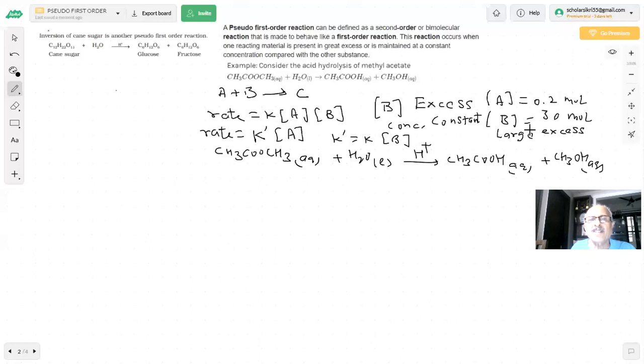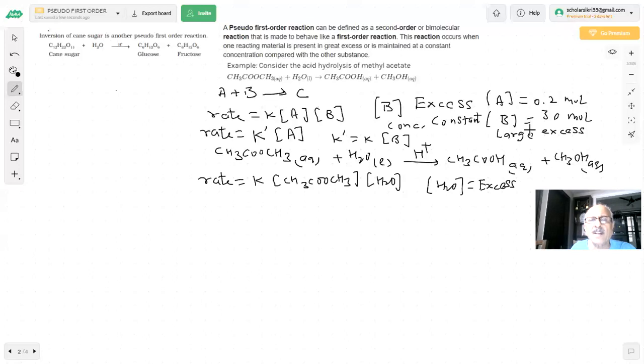So the rate of this reaction, you say, is equal to k [CH3COOCH3][H2O]. Now what? H2O is present in excess. Therefore, its concentration will remain constant during the course of the reaction. Suppose it is 0.2 and the water is 30 moles or something, then what is the result? This is a very large excess.